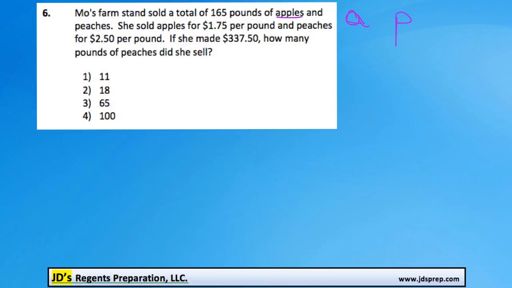Now the first important piece of information we have is that she sold a total of 165 pounds. So combined, if we add those together, we'll get 165.